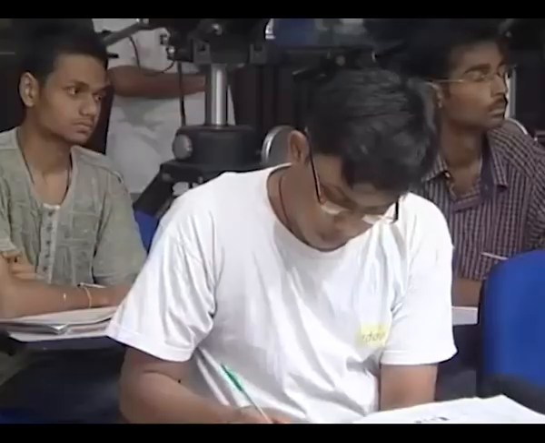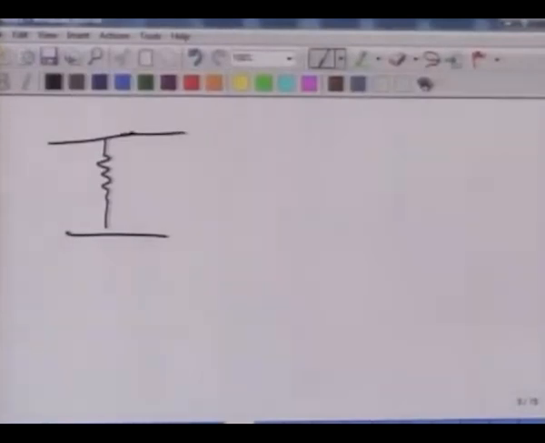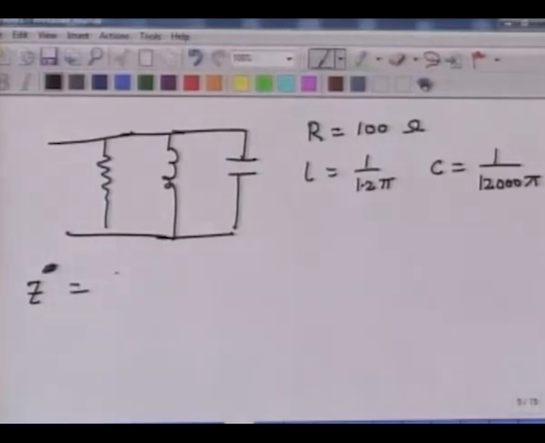So that we will very quickly capture and see what happens. If I have a resistor, an inductor and a capacitor, and let's say my R is 100 ohms, L again is 1 over 1.2 pi, and capacitance is 1 over 12,000 pi, then my total impedance will be 1 over 100 plus 12 pi over j times 120 pi.